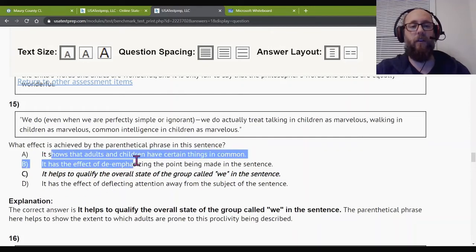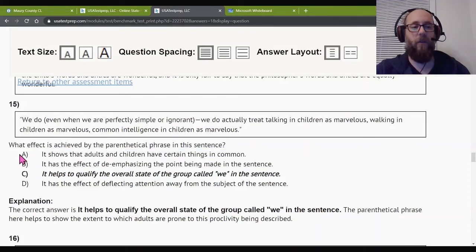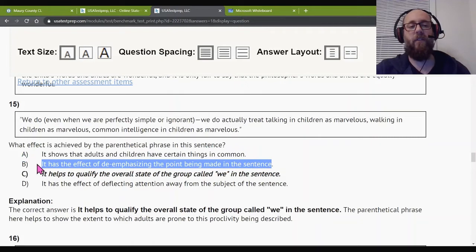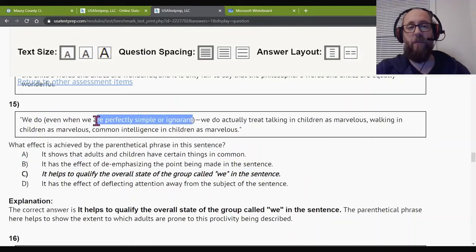It shows that adults and children have certain things in common. Even when we are, this has nothing to do with that. So A is crossed off. This phrase has nothing to do with adults and children in common. It has the effect of de-emphasizing the point being made in the sentence. De-emphasizing the point? Maybe. Talks about being simple or ignorant. Yeah, we can actually do these things.